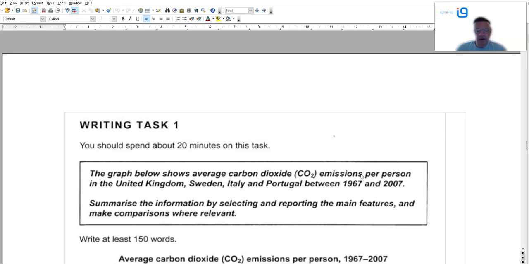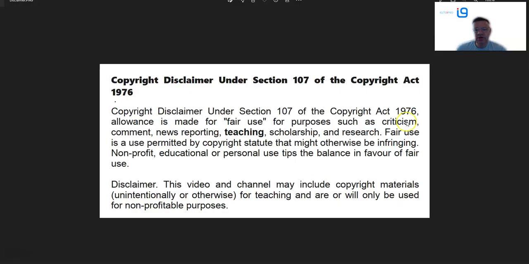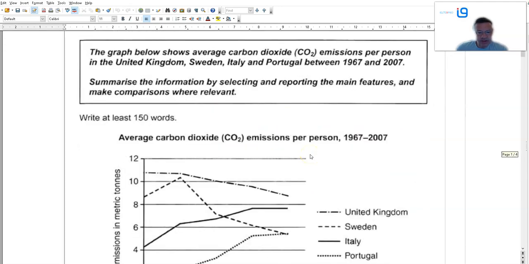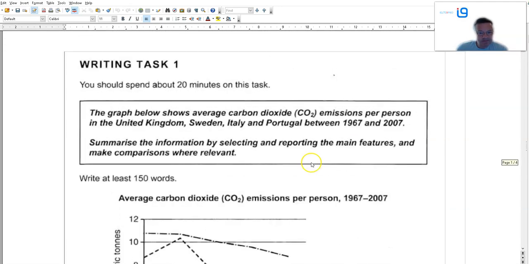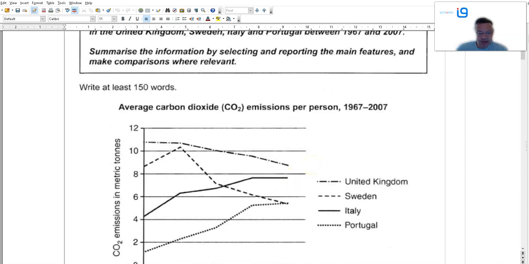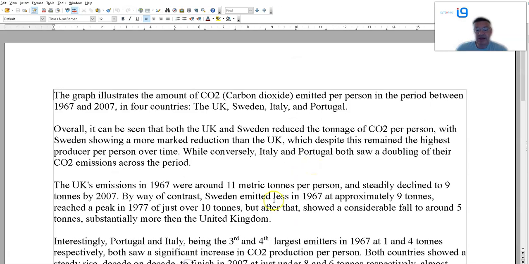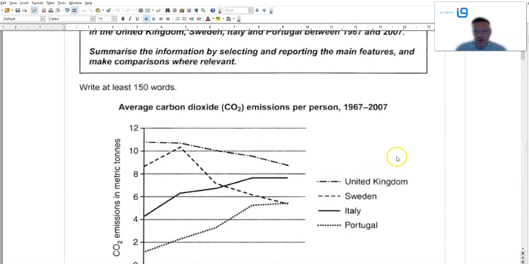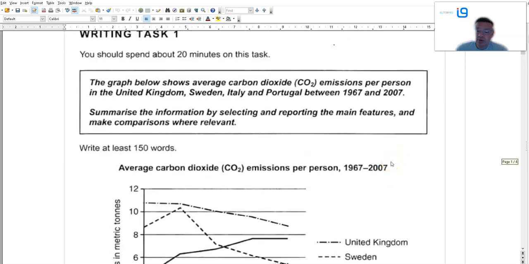Okay, so first things first, usual disclaimer, fair use, non-profit. Okay, so this is the one in question. We'll take a look at it. I wrote a sample and I'll explain why I did it the way that I did, and then I'm going to have a look at I think it's 4 or 5 student responses from my group on Telegram.